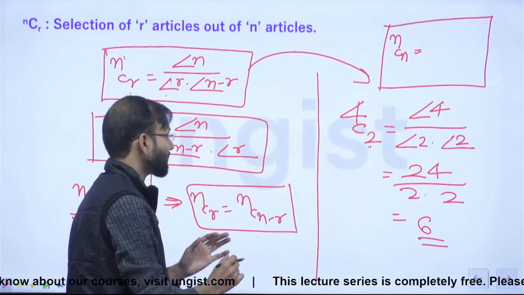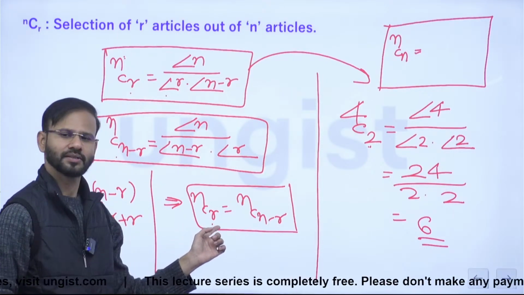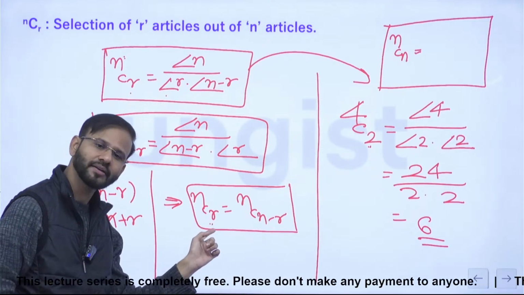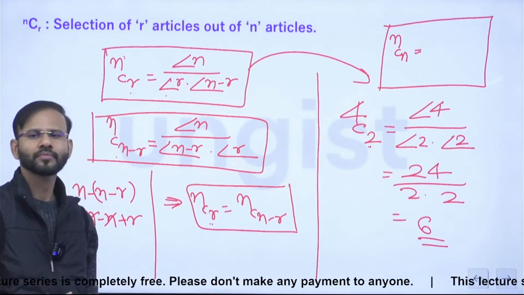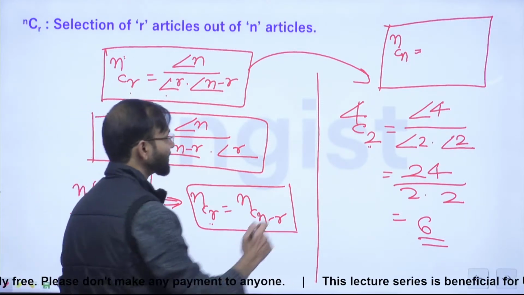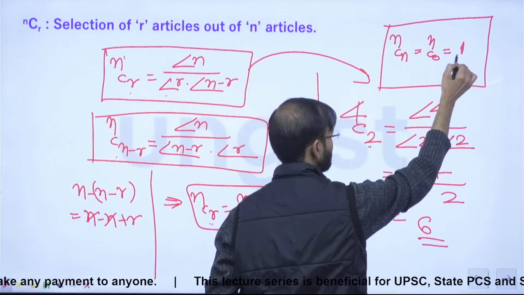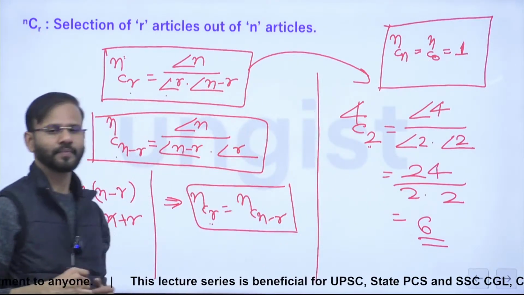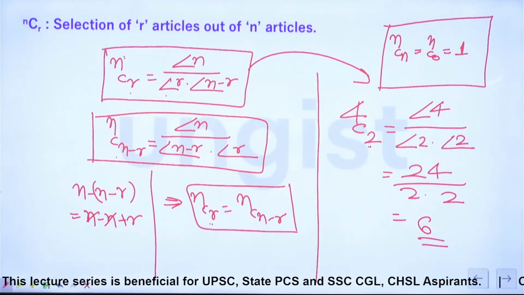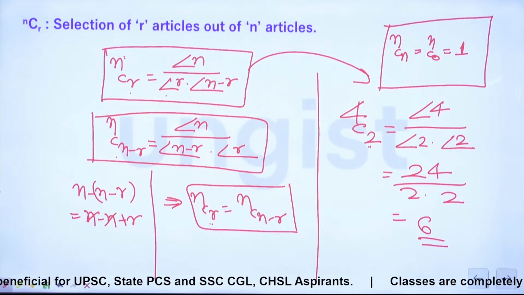Now friends, just look at this. With the help of this formula, if you put r equal to n in NCN, what will this become? N minus N is 0. So guys, NCN is the same as NC0 and is the same as 1. Please note this down also. NCN is the same as NC0, which is equal to 1.